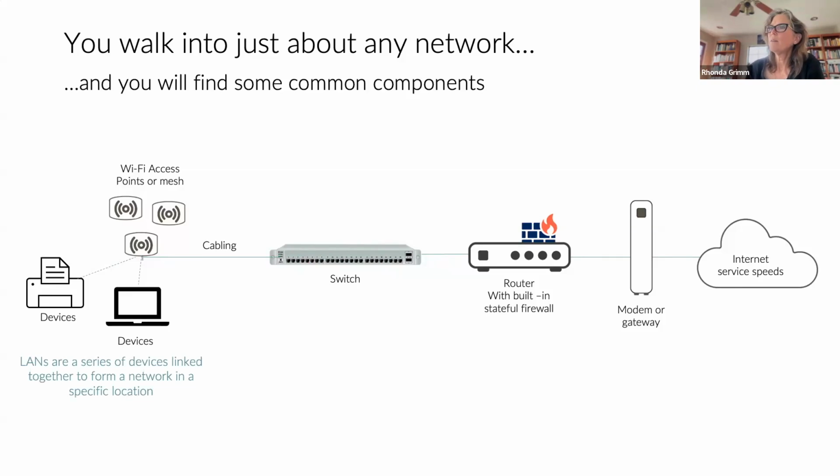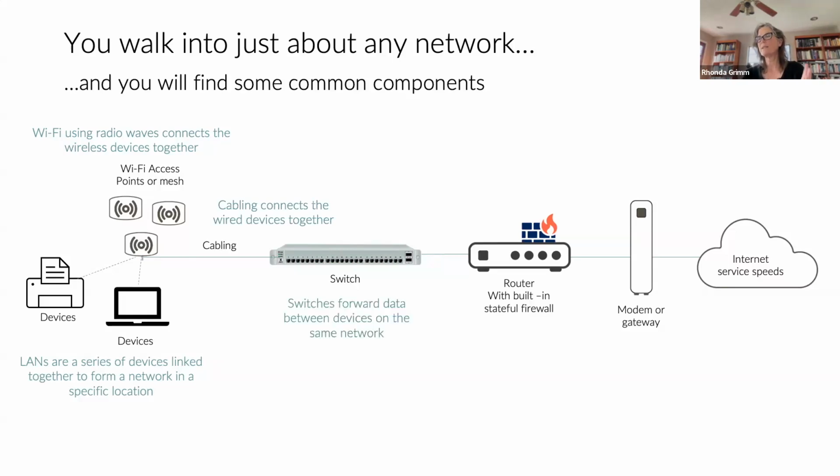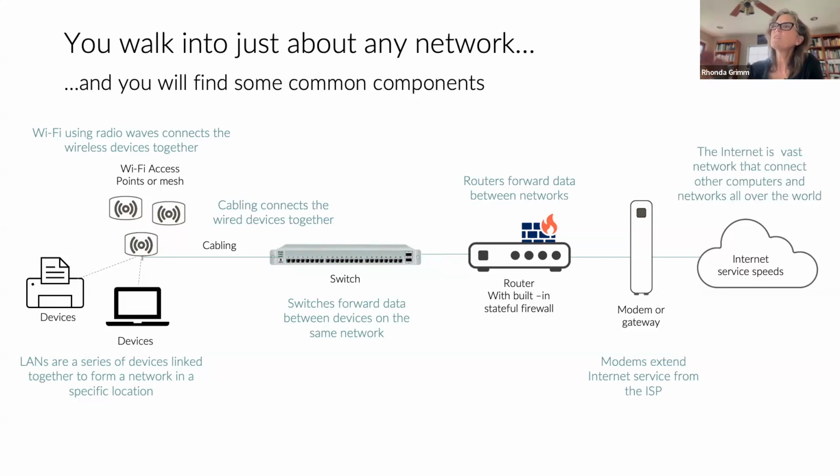And so the devices are linked together to form a network in a specific location. Radio waves on Wi-Fi connect the wireless devices together and let them talk to each other. Cabling connects the wired devices together, and the switch is like this big hub that lets these devices all talk to each other. Then you've got your router that forwards data between networks, and then you've got the modem that extends the internet service from the ISP. And then you've got that internet that's just this huge, vast network of computers and networks all over the world.